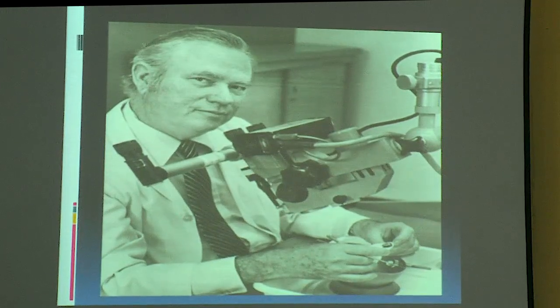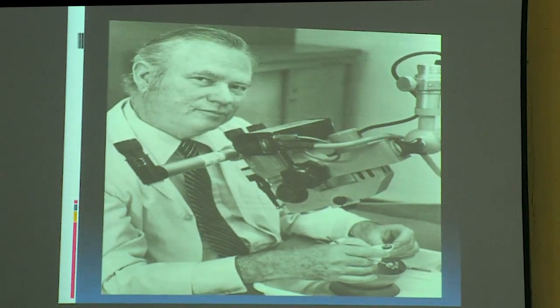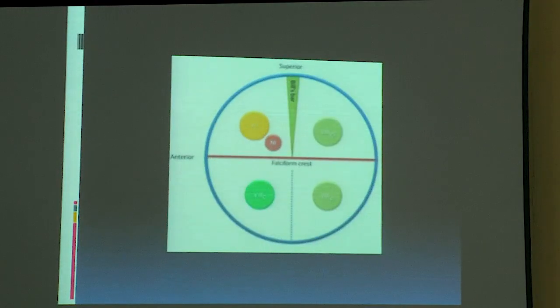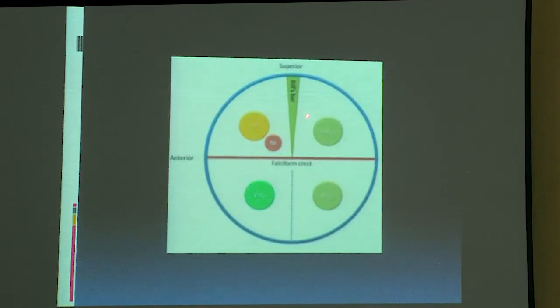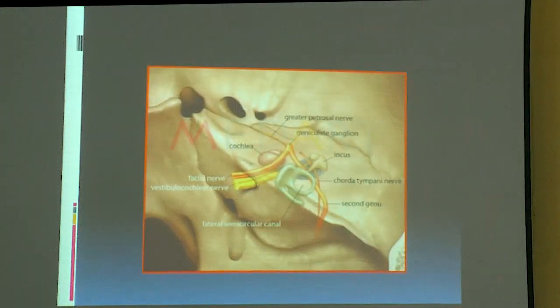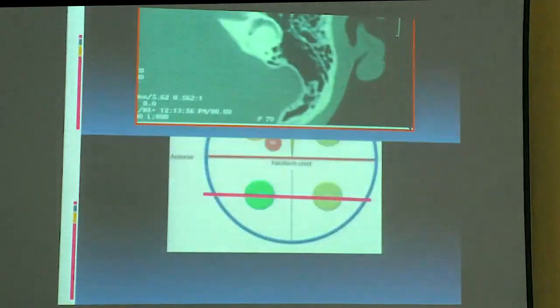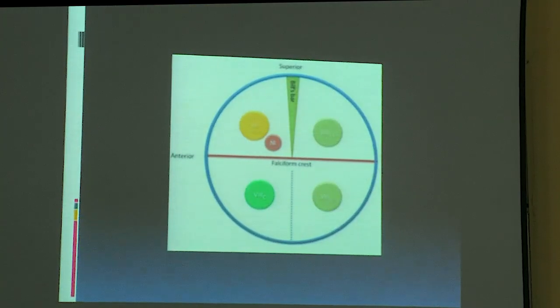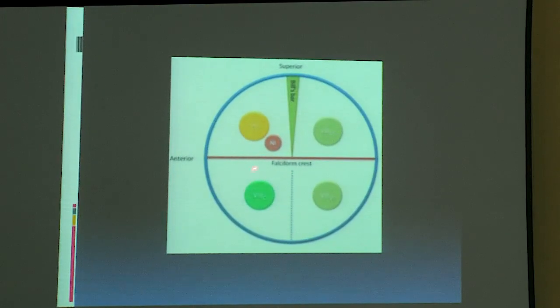You know this person? William House or Bill House, right? And the Bill's bar, isn't it? So the Bill's bar is something which is dividing the superior portion of the, the falciform crest is dividing it into superior and inferior. We are talking about the internal acoustic meatus. And the Bill's bar is dividing the superior part into anterior and posterior, right?